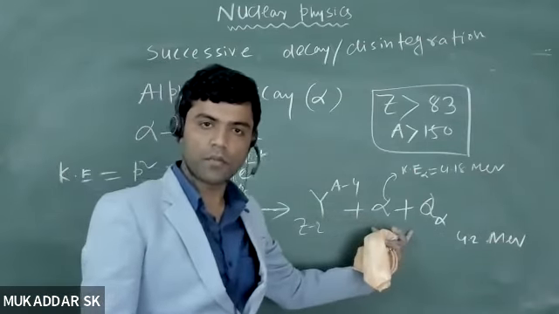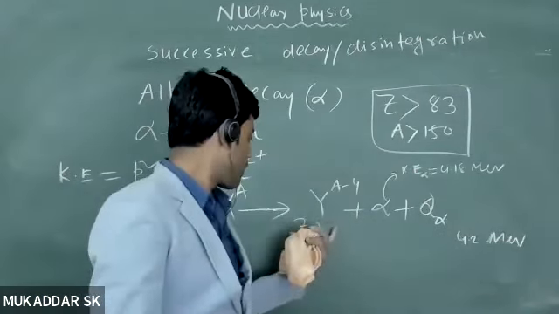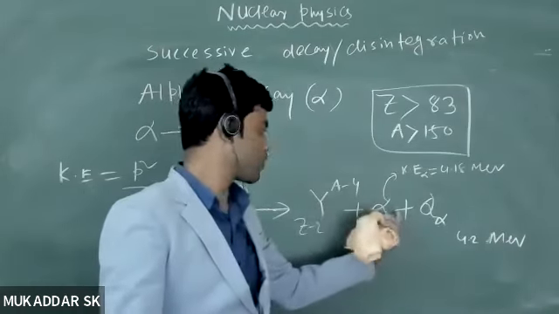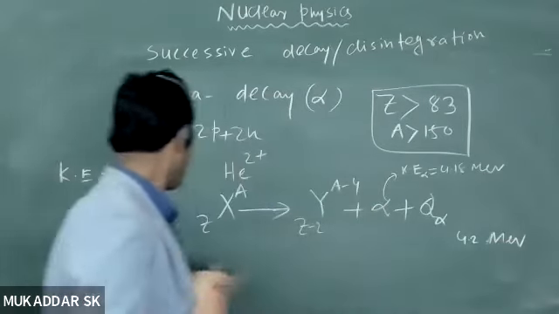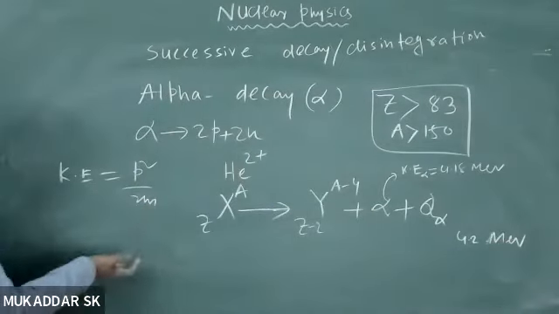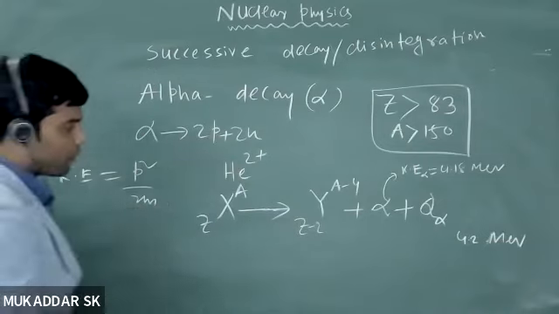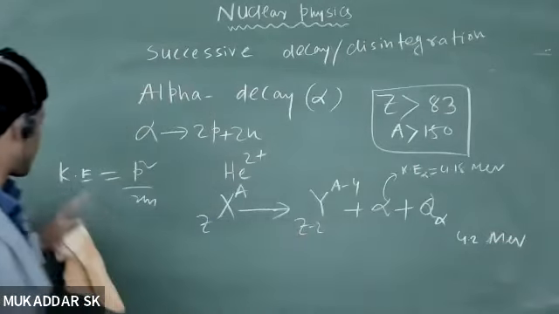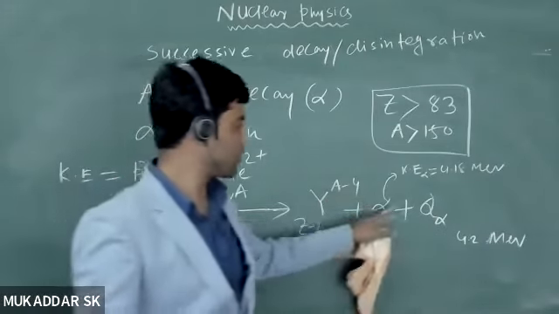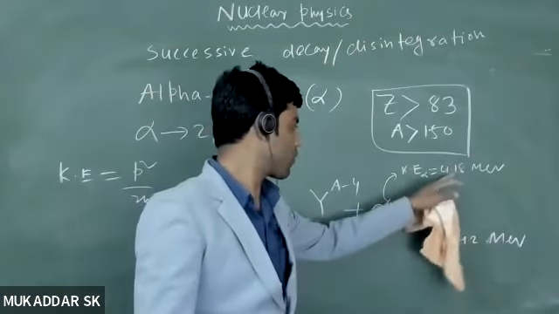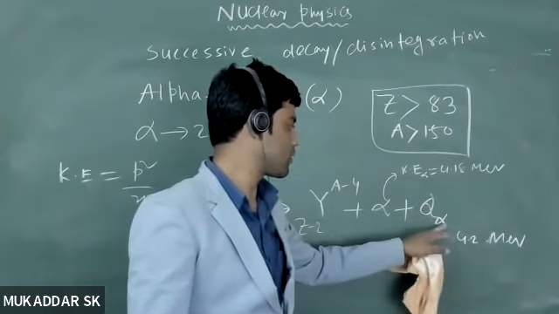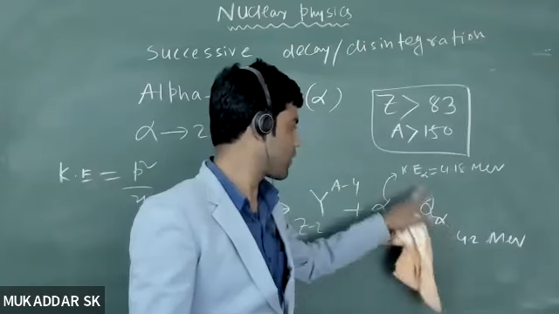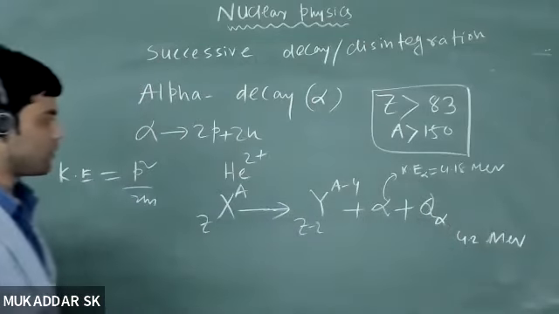So to preserve that momentum, mod of P daughter should be equal to mod of P alpha. तो दोनों के पास जो momentum है that is same, but the mass of alpha particle is light and the daughter has a heavy mass. As a result, the kinetic energy of this alpha particle will be very high, and it's almost close to Q value. That's why it is written that energy is released in the form of kinetic energy of alpha particle. That's why I'm using that Q alpha.